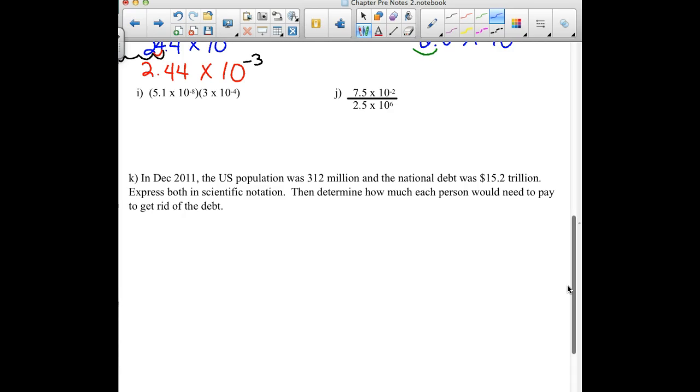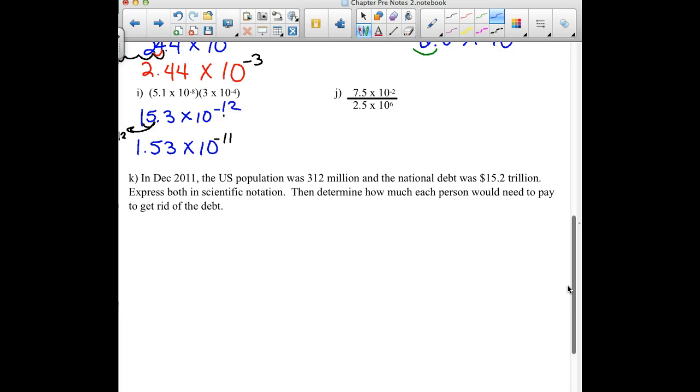All right. Let's double check. 5.1 times 3 would be 15.3. Combining our 10s, we have -8 and -4. That would be 10 to the -12. Once again, converting this back into proper scientific notation, we need to write that as 1.53 times 10, and then checking our total direction here. We are going 12 spaces to the left, so we're going 12 this way. But we've already moved 1 space, so we only need 11 more moves to the left.